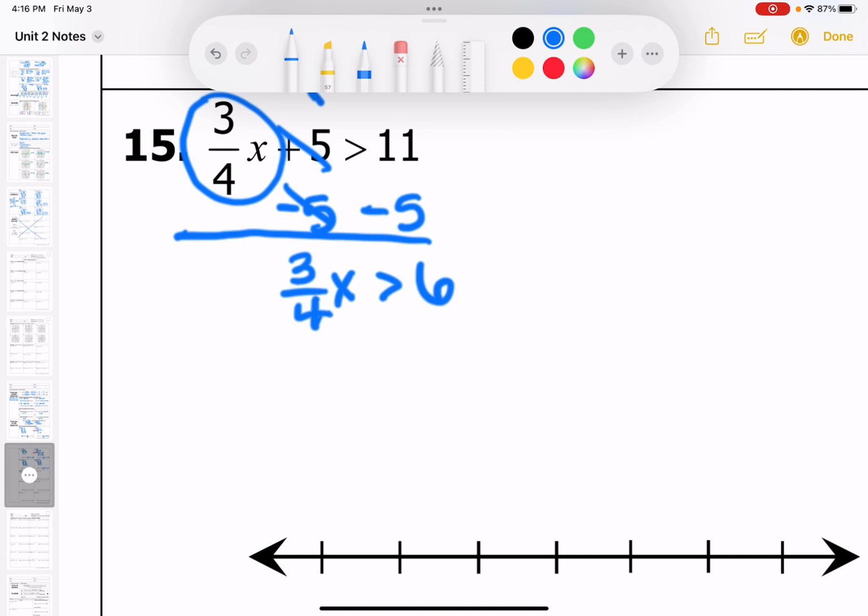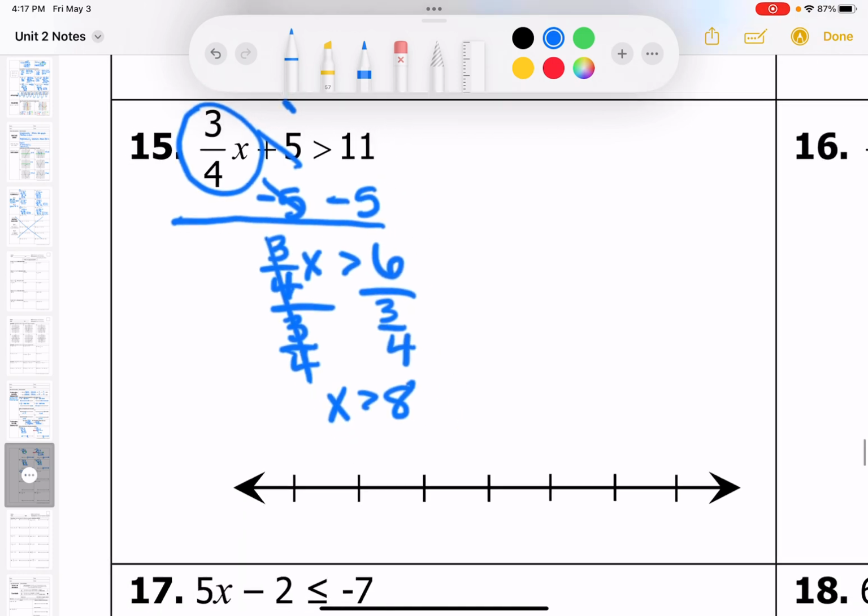Now I need to get x by itself, so I have to move this 3/4. So I'm going to divide both sides by 3/4. So 6 divided by 3/4 is 8. So I'm going to put 8 in the middle of my number line. I'm going to use an open circle. And then since it's greater than, I'm going to shade to the right.